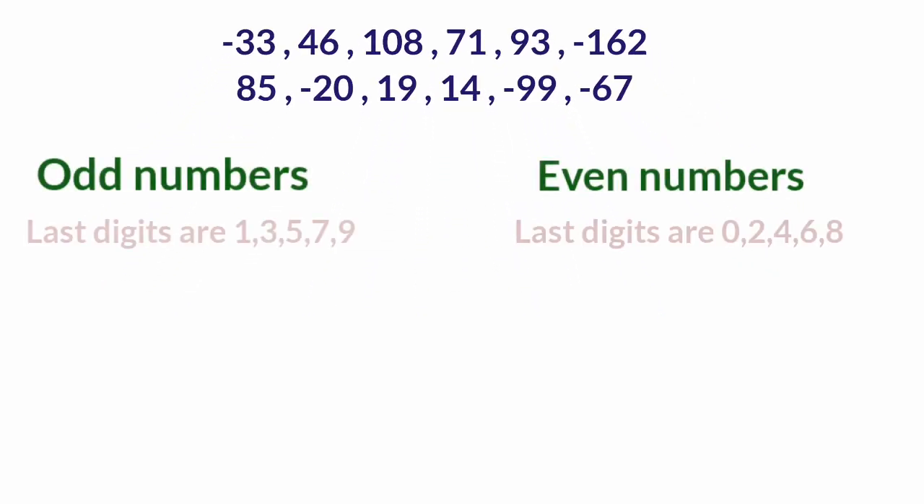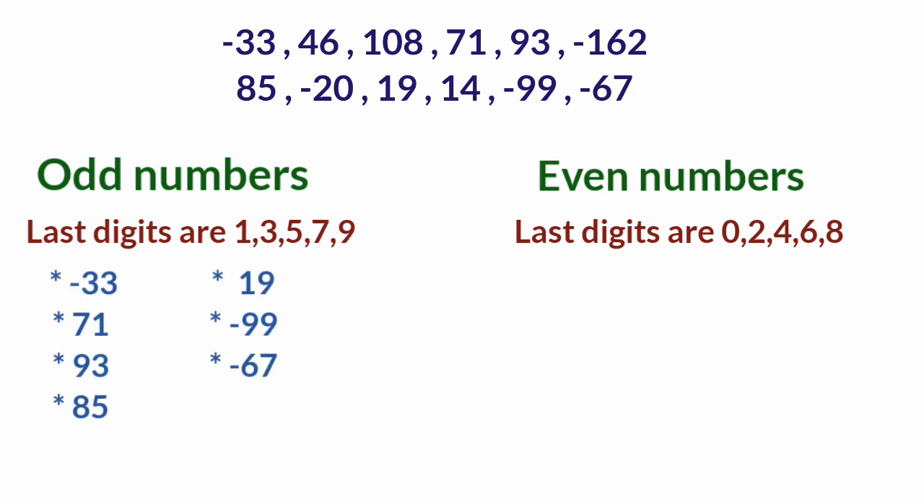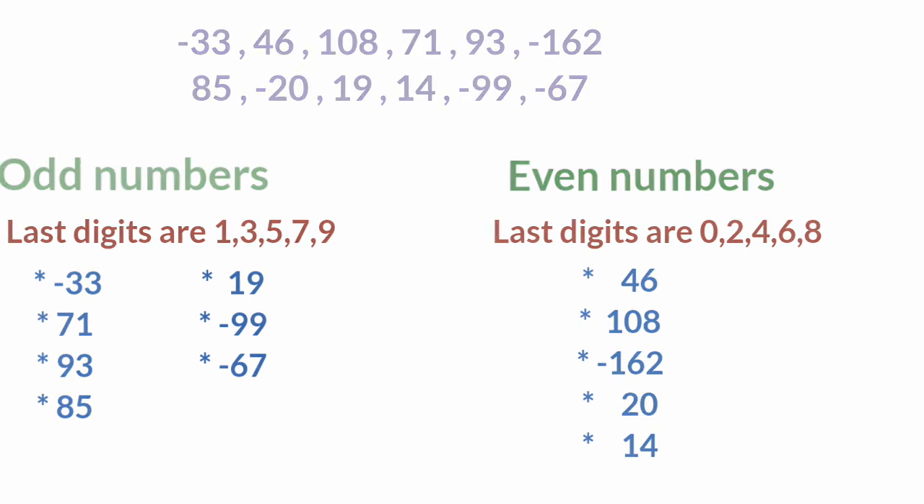Let's check the answer. Numbers having last digits 1, 3, 5, 7 and 9 are odd numbers. So put all those numbers under the odd numbers heading. So these numbers are minus 33, 71, 93, 85, 19, minus 99, minus 67. All these numbers are odd numbers. And the last digit of even numbers is 0, 2, 4, 6 and 8. So 46, 108, minus 162, 20, 14. All these numbers are even numbers. Now I believe you guys have learned odd and even numbers.